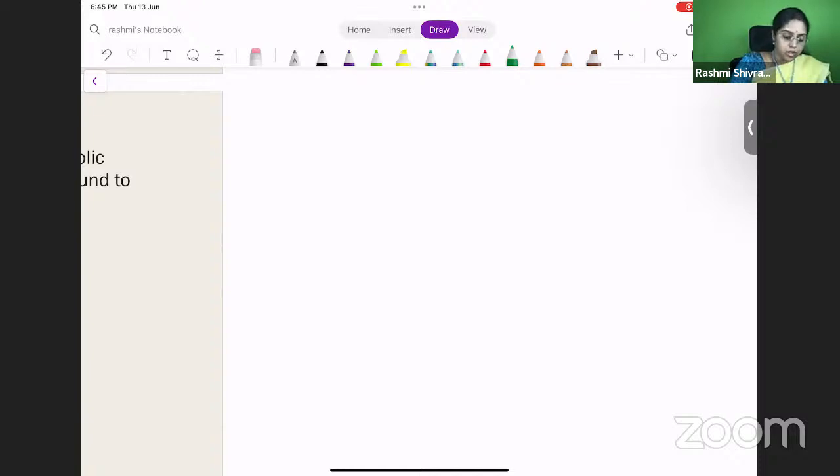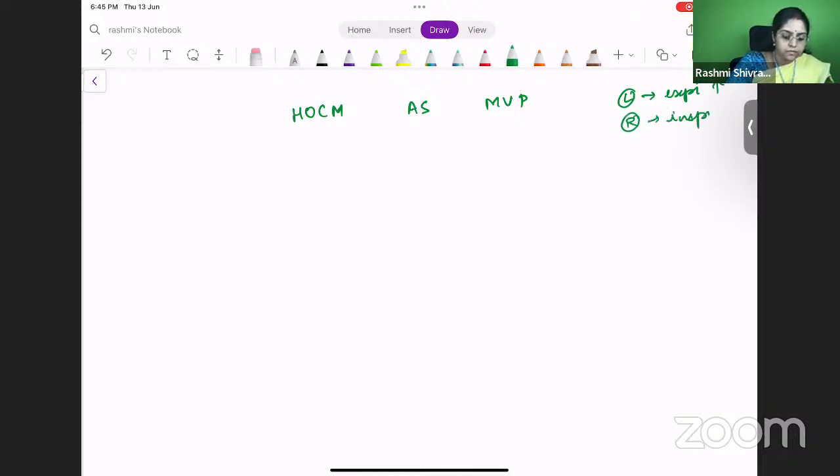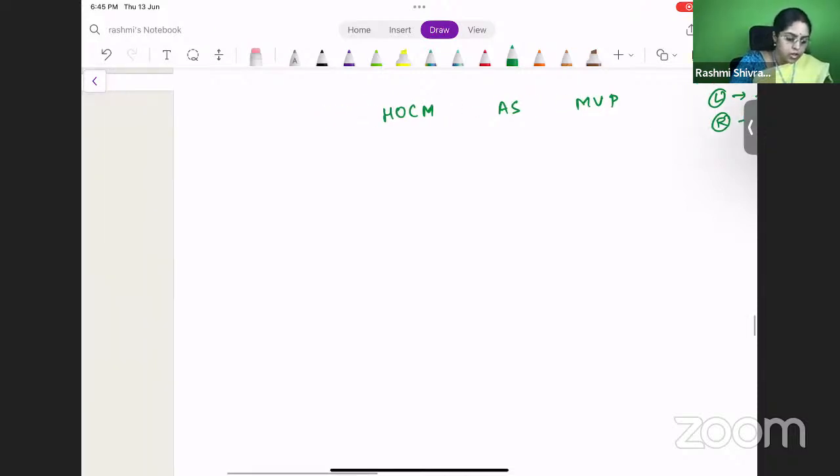So first we have HOCM, aortic stenosis and mitral valve prolapse. On inspiration and expiration, there will not be much change. What happens is the right-sided murmurs will increase on inspiration and the left-sided murmurs will increase on expiration. We all know it's a common rule. Okay, so let's talk about the Valsalva maneuver.